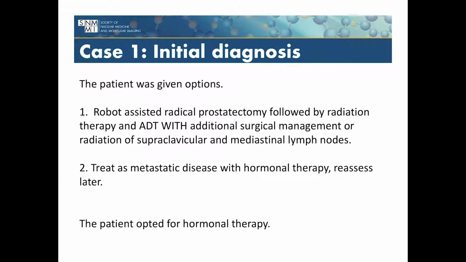I think what they did, at least as documented in the note, was they gave the patient some options. The two mentioned in the note were, first, an aggressive approach, which is prostatectomy followed by radiation therapy, with consideration of additional surgical and/or radiation management of these documented supraclavicular and mediastinal lymph nodes. And the second would be to start with hormonal therapy, as you discussed, and reassess after an initial round of hormonal therapy. And the patient opted for number 2.